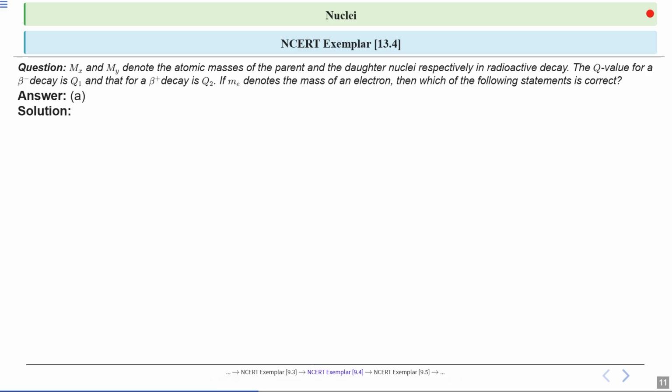So correct option is A. Let's discuss the solution in detail. So in beta plus decay, nucleus of X with mass number A and atomic number Z converts into daughter nucleus Y with mass number A and atomic number Z minus 1 by emitting a positron and neutrino, and Q2 energy is released.